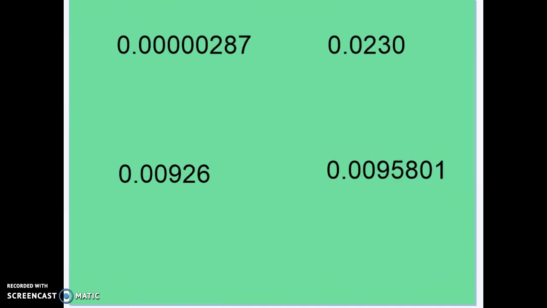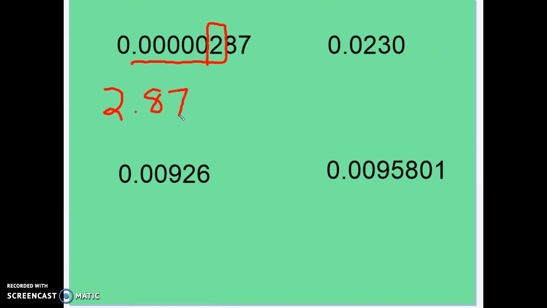Now these numbers are all very, very small, so that means my exponents will be negative. Same rules apply. I have to have 1 digit to the left of my decimal, and that 1 digit cannot be a 0. So I start at my decimal, I move to the right, and the first number that is not a 0 will be the number that's to the left of my decimal. Everything else gets written behind it as you see it.